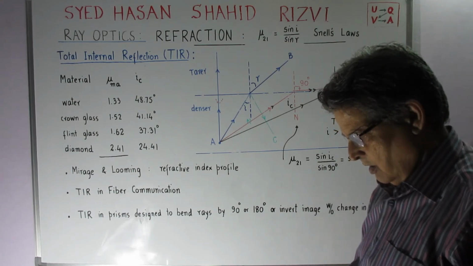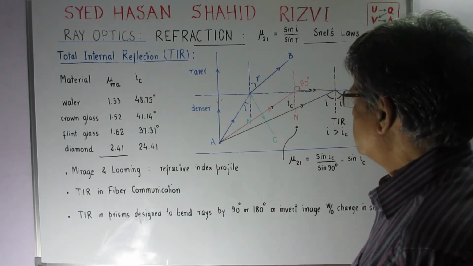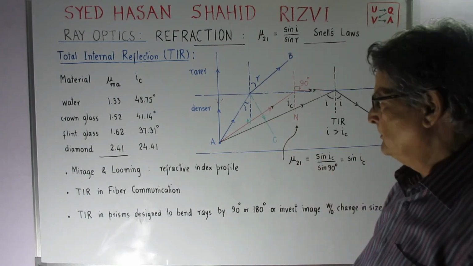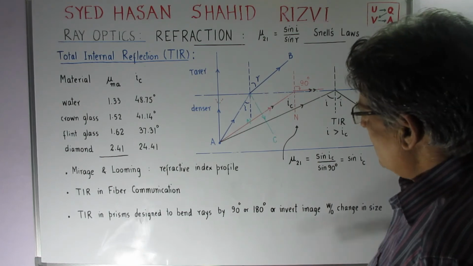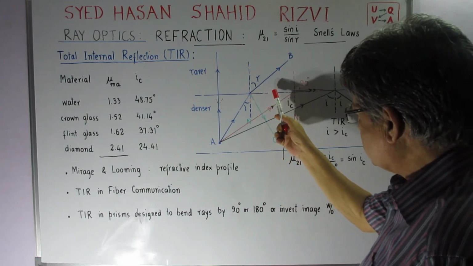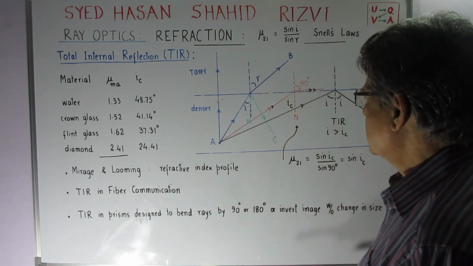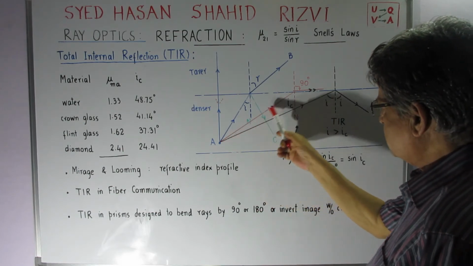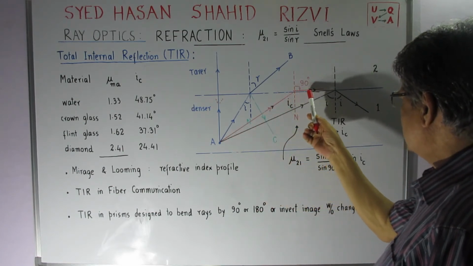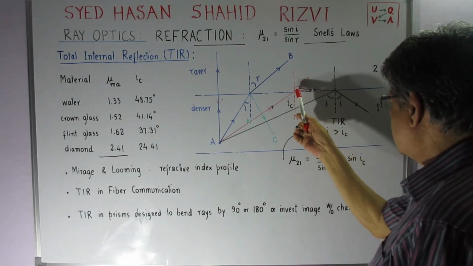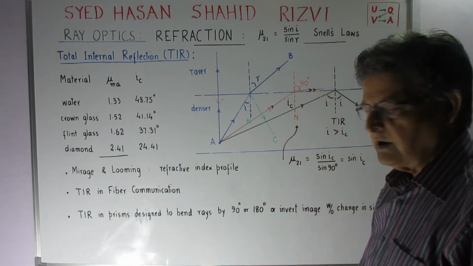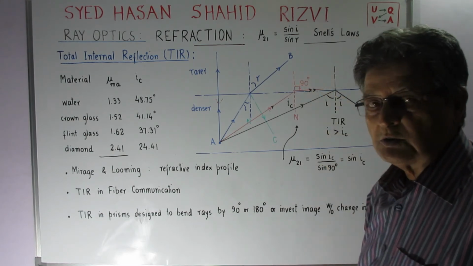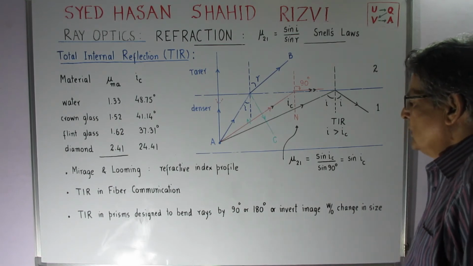Mu is equal to sin i upon sin r, and that will turn out to be less than 1. Now let us shift this point where the ray is coming to the right. There will be a position when the ray of light coming from here will go at a kind of grazing incidence, and the angle of refraction will become equal to 90 degrees.